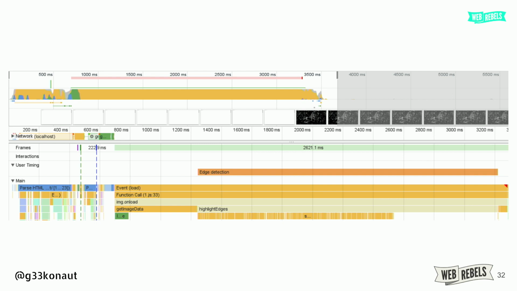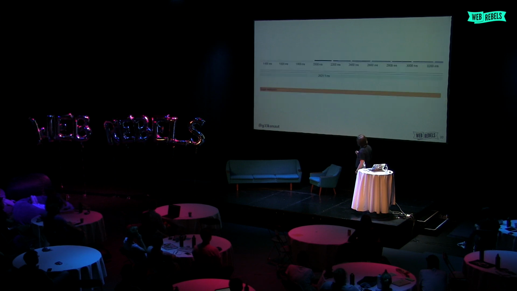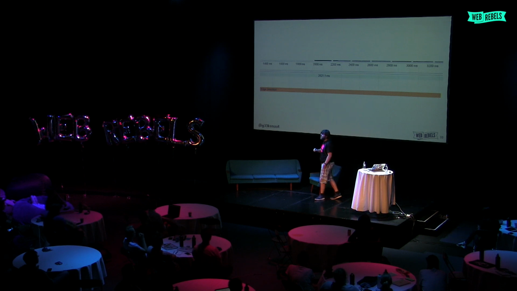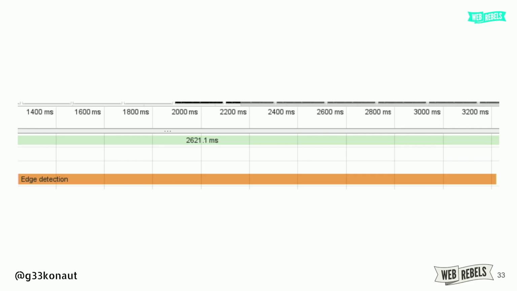And if we look at where the work is spent, we have a bunch of stuff going on in here. Get image data takes a little while, okay, fine. But then there's this huge block of edge detection. I'm using the user timing API here to get that measurement. Basically I can say when you enter the highlight edges function, and you come back later on, put that bar into my timeline tooling. And here we see that's a whopping 2.6 seconds.